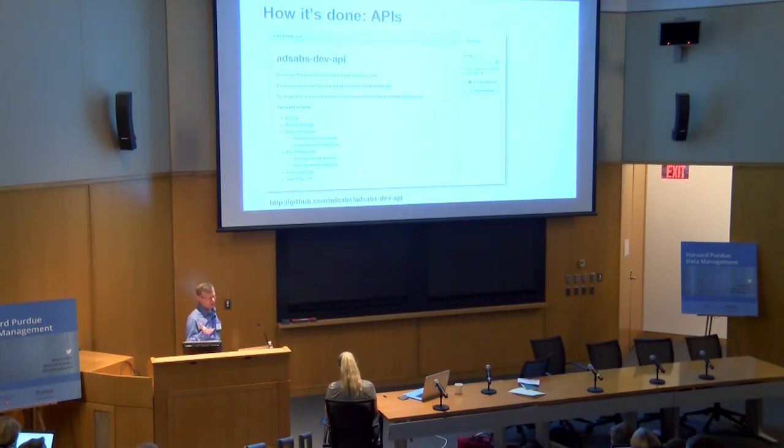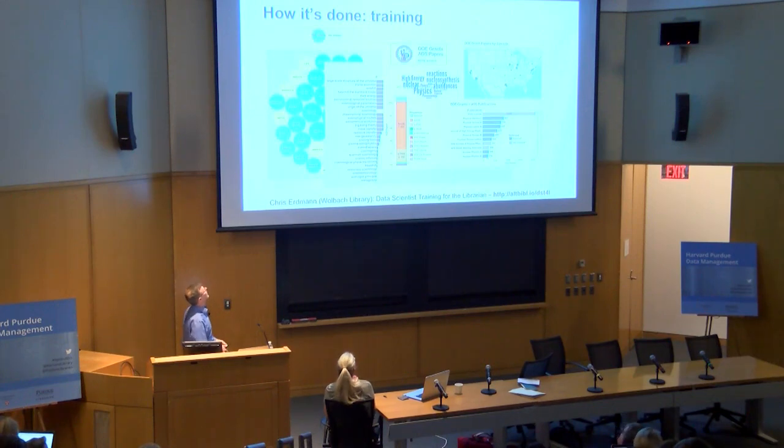How it's done, okay, there's obviously APIs that we provide for people to do that level of searching and retrieval of papers and fragments from the full text to find out whether there's data products available. Again, Chris Erdman, who's here, oh, he's right there.